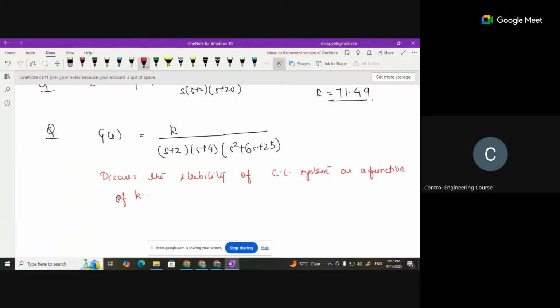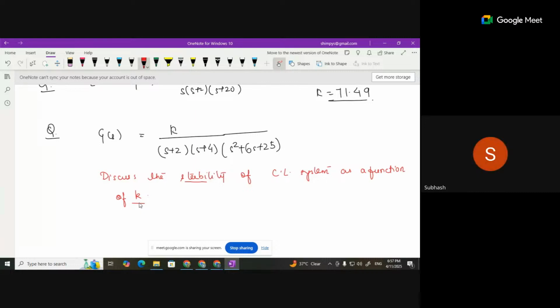Unity feedback system. Fine. Then find the poles in relation to K. Okay, what will poles tell us about? We have to find out stability, right? Where is the location of poles? But you have to find out the stability as a function of K, right? So, how will poles help you in determining this thing?